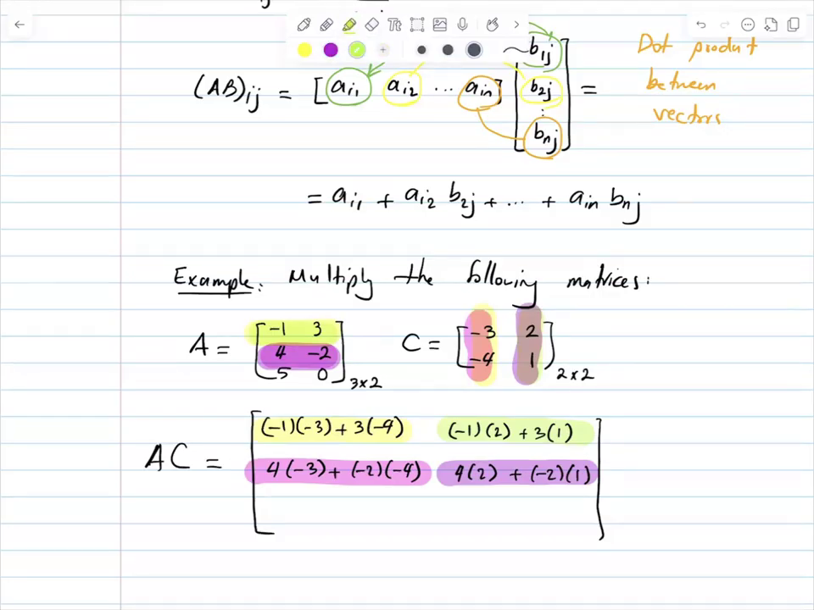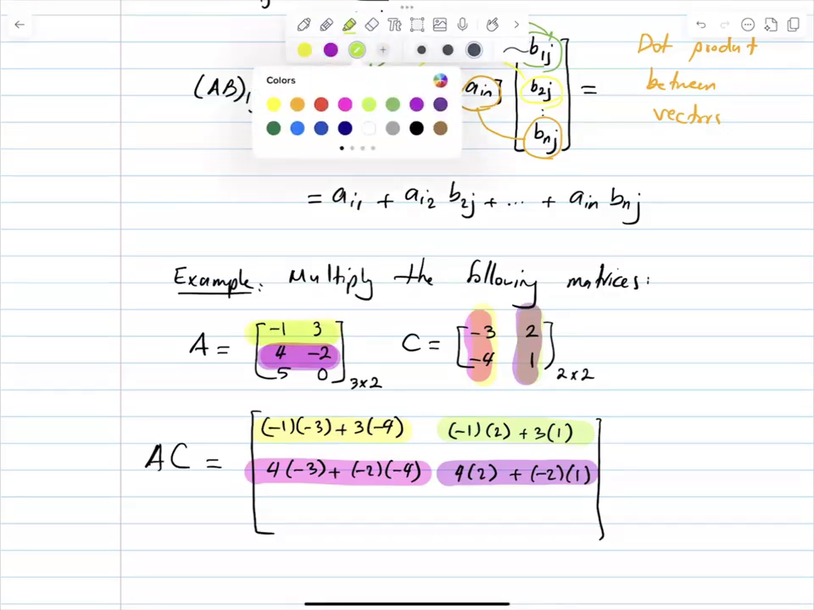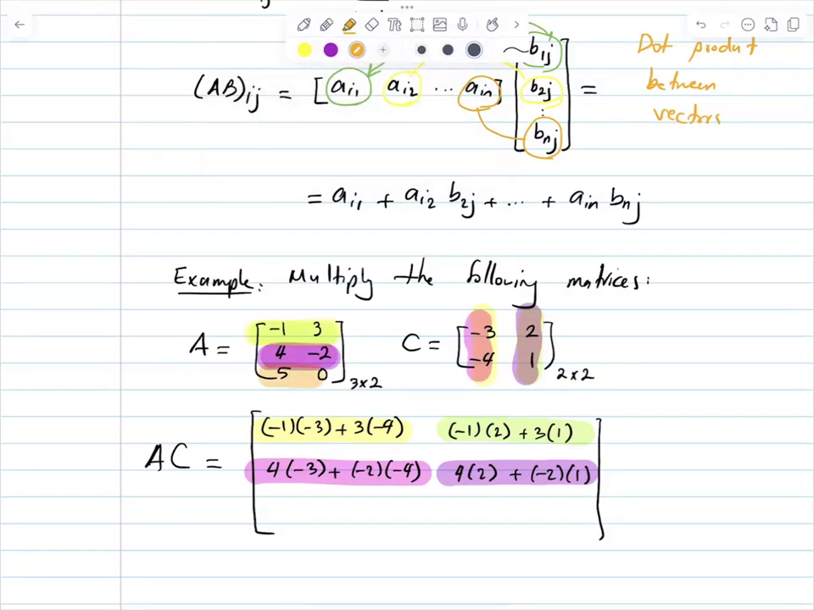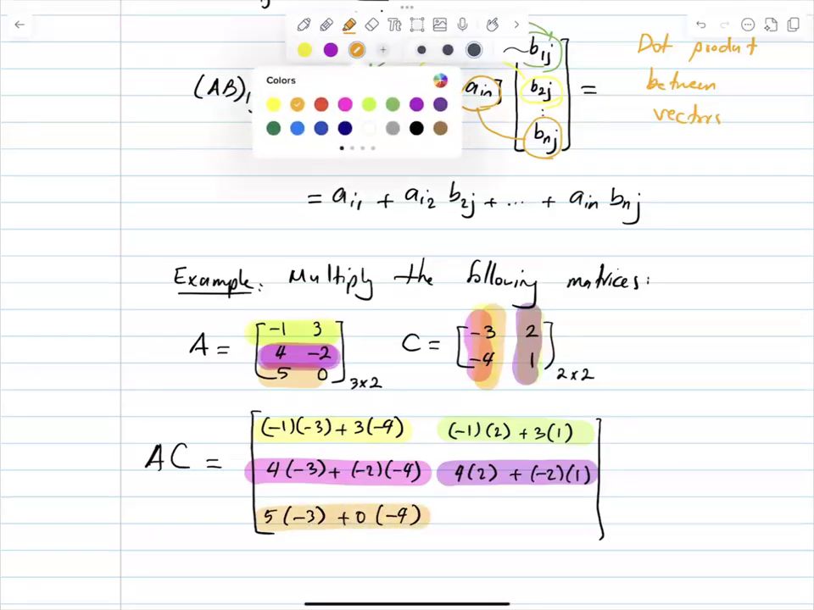On the next row, what I have is the following. Okay, this one is good. 5 and 0 is now multiplied by the first column. We're finding the dot product between them. So we have 5 times -3 plus 0 times -4. Right? Here we go. And now let us move on to the last entry that we need.